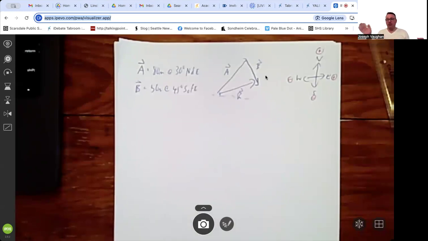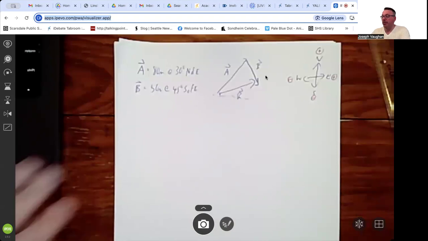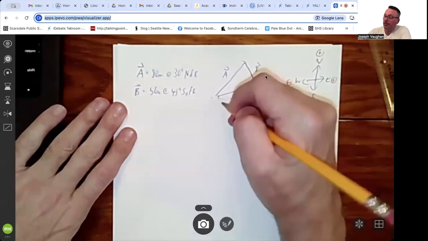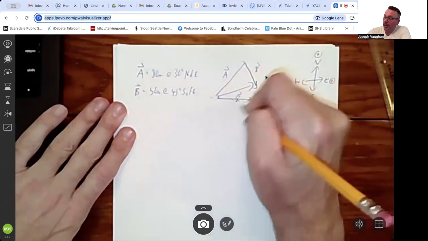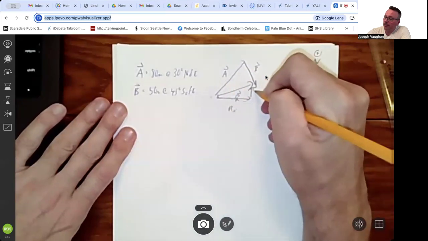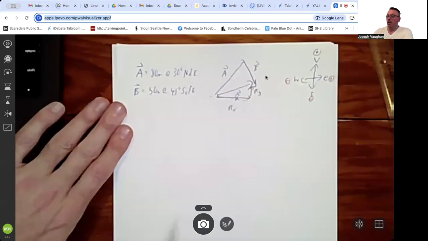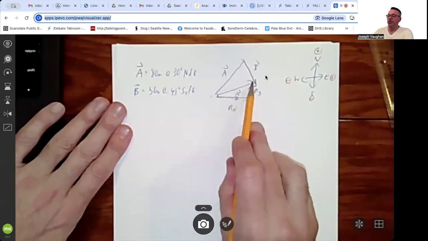Now I've got things all in between. This is where we need to see what's going on. I want to note a couple of things. Notice I have vector r here. If I were to think about the components of vector r, they would go there. Rx and Ry, those two vectors make that.